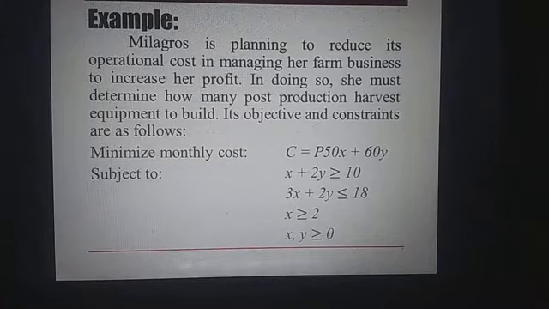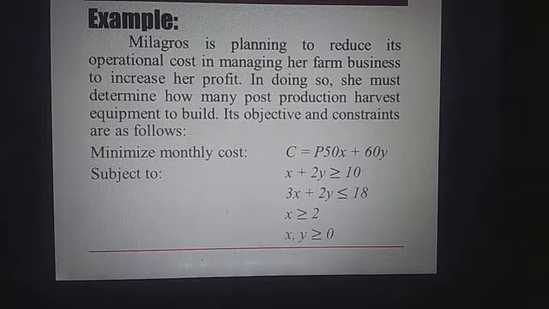For example, Milagros is planning to reduce its operational cost in managing her farm business to increase her profit. In doing so, she must determine how many post-production harvest equipment to build. Its objective and constraints are as follows. So we have minimize monthly cost. So C is equal to 50x plus 60y.